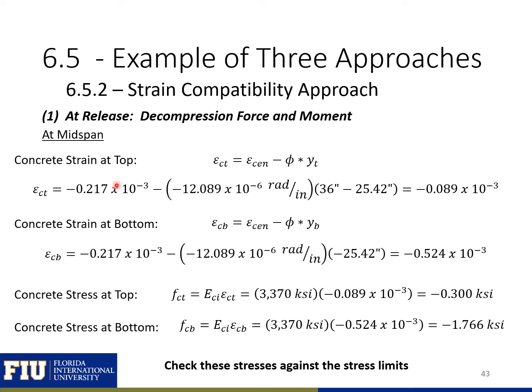We can then take these strain values times the modulus at release to find the stress at the top and bottom fiber at release. And negative here is compression. So we have negative 0.3 KSI at the top fiber and negative 1.766 KSI at the bottom fiber. We can then check these values against our stress limits from the code.